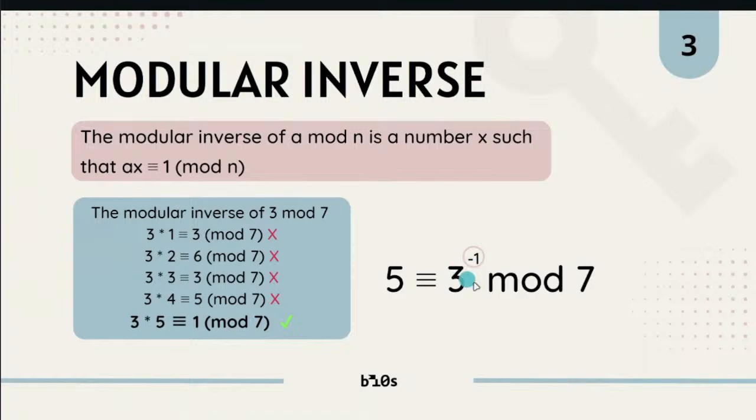Note this minus 1 over here. It does not mean 1/3. 1/3, for your information, does not exist. When you're talking about modular arithmetic, only integers exist. So 5, 3, and 7 are all integers, and you can obviously have negative numbers too. But the exponent of minus 1 does not indicate 1/3. It just indicates, with the congruence symbol, that when you multiply 3 with 5, you end up getting 1. That's it. So that is the modular inverse.